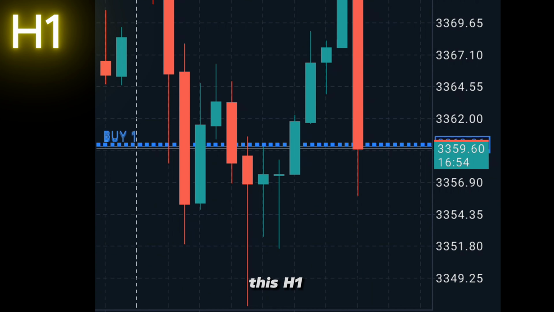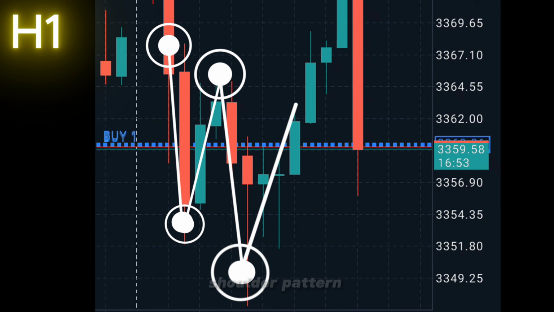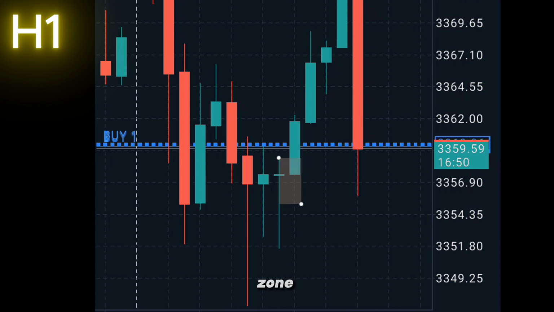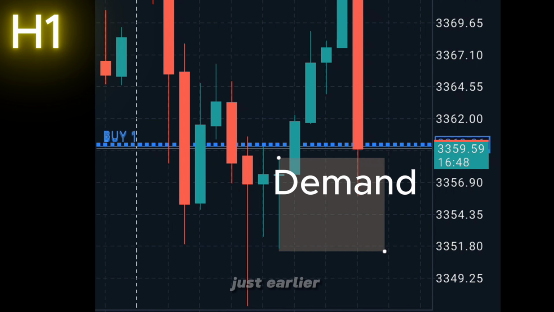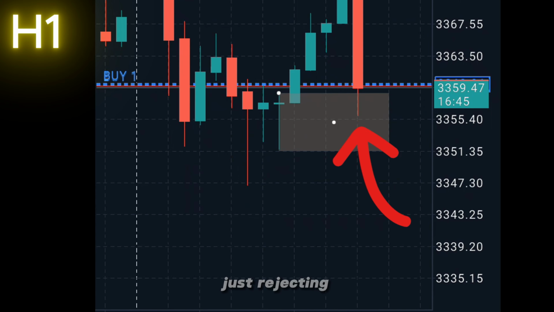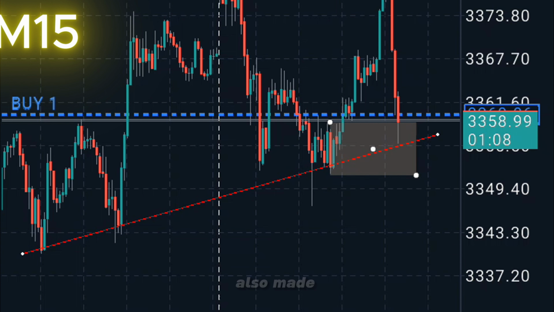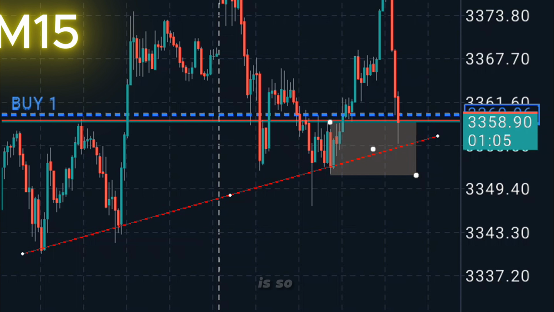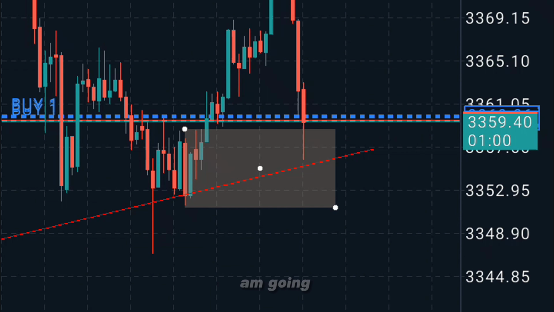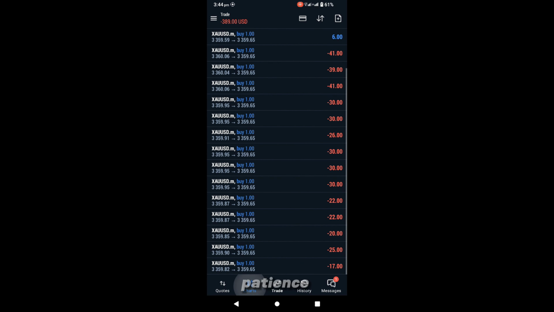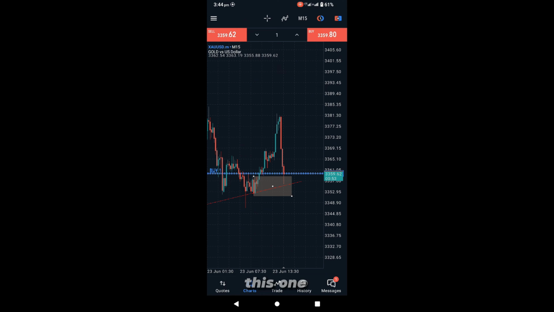So on this H1, I already see a bullish head and shoulder pattern forming. Secondly, price is at a strong zone that initially gave us a buy signal just earlier at New York Open. To confirm my entries, price is just rejecting from this zone quite well. On M15, price has also made a 4th trendline touch and rejected from it. This trade is so much obvious, and that's why I am going in with 14 lots. Now it's just a matter of some small patience, and I will be done with this one.